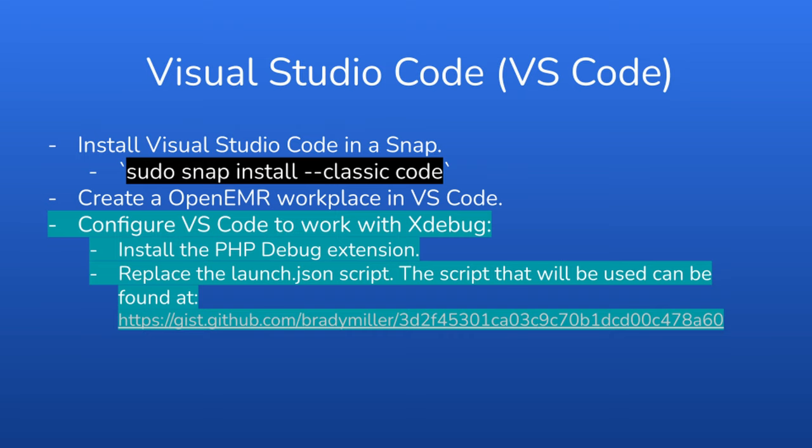Now we're going to configure Visual Studio Code to work with Xdebug, which will include installing a debug extension and then also replacing a launch.json script, which is linked in the link here on this slide and is also linked in the video summary.